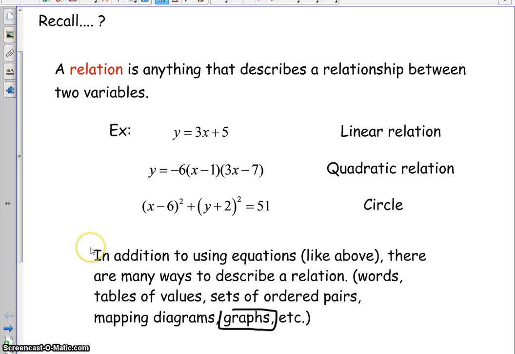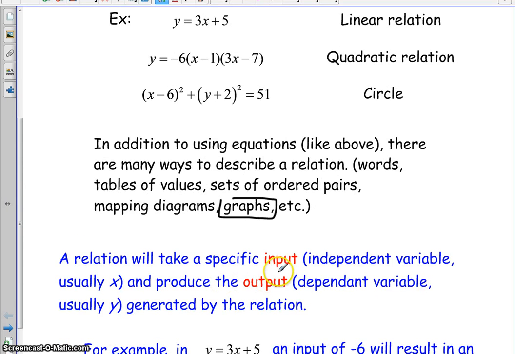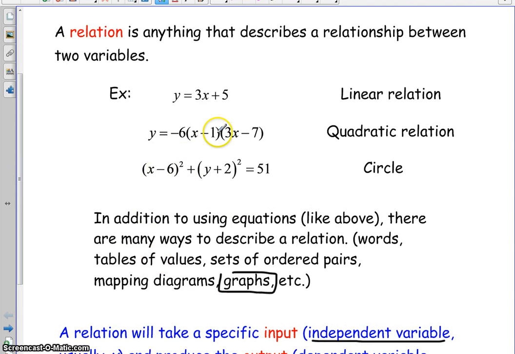So with any type of these relations, with any relation that you see, there's these two variables, usually x and y, that are related, and all of them take a specific input, which we call the independent variable, which is often x, and it produces an output, i.e. a dependent variable or a y that the relation generates. So with any one of these equations, you could take any x value, put it into the equation as your input, do some calculations, and get a corresponding y value or output that would go with that.